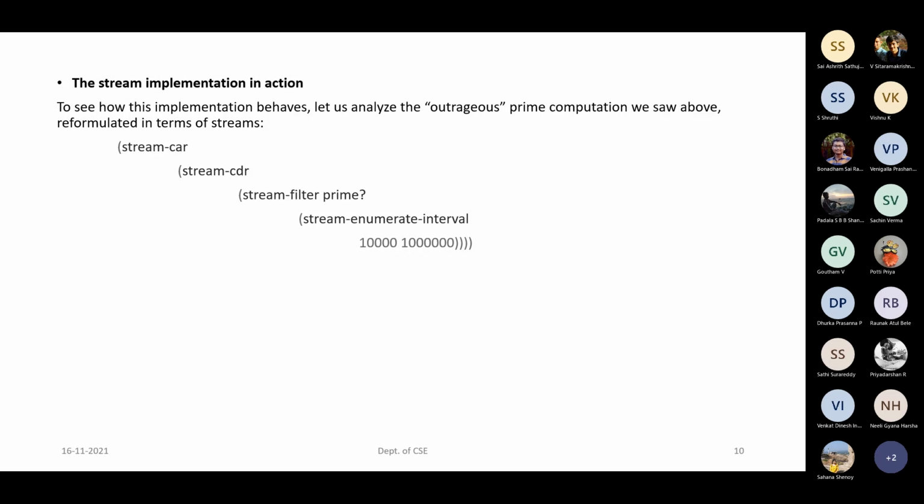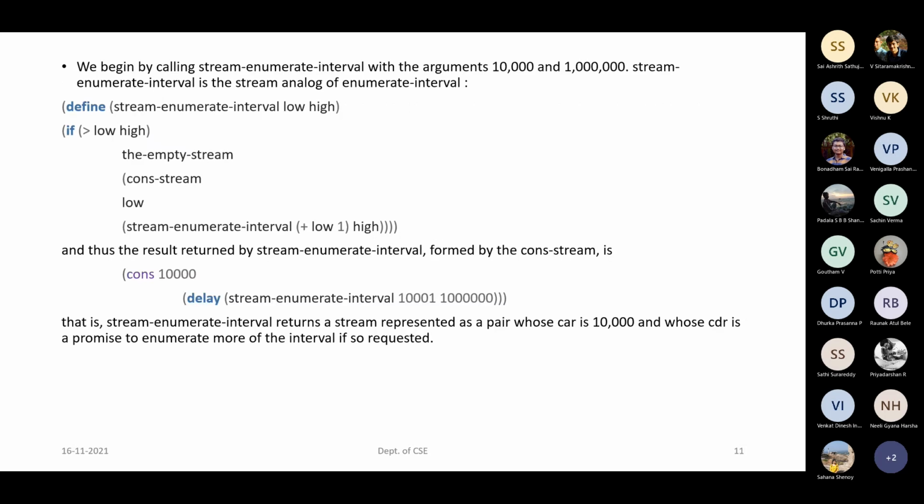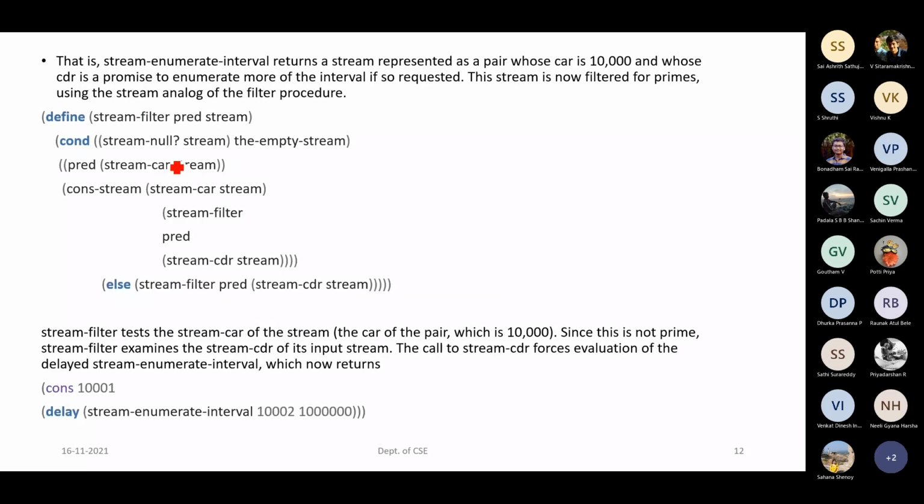So how do we know whether it is required or not? Whenever we get the first content, that value is passed to the stream filter. In the stream filter, it checks whether the value 10,000 is a prime number or not. It is not a prime number. When it is not a prime number, you can see in the definition of the stream filter that it goes to the else part. In the else part, the stream filter procedure is called again, where we have the predicate applied, and here we apply stream-cdr.